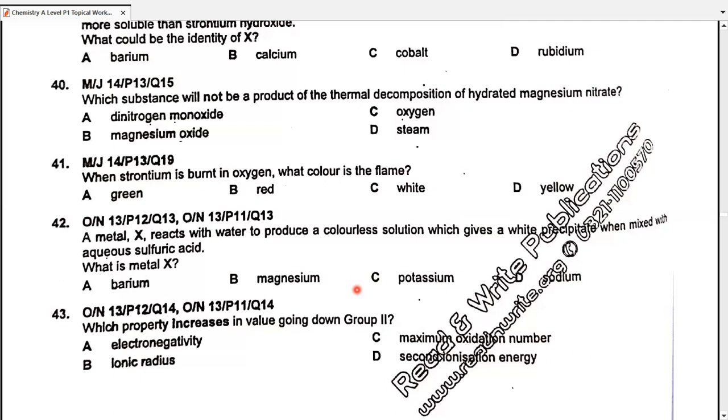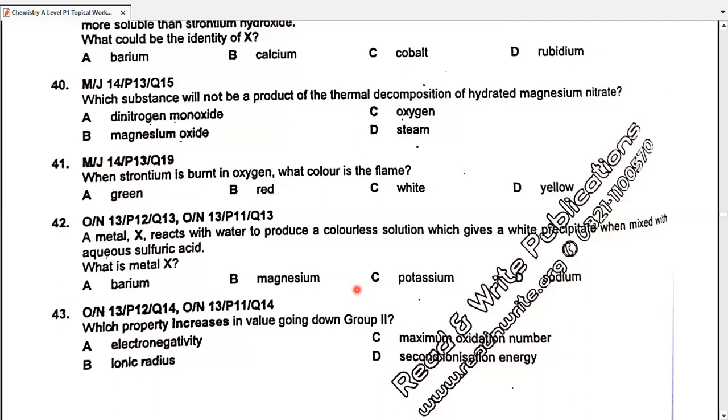43. Which property increases in value going down group 2? Electronegativity, ionic radius, maximum oxidation number, second ionization energy. Ionization energy decreases. Maximum oxidation number, I don't think so. Ionic radius, atomic radius increases, electronegativity. B. Yes, that is correct. Atomic radii as well as ionic radii increase down group 2. So for 43, that is the right choice.